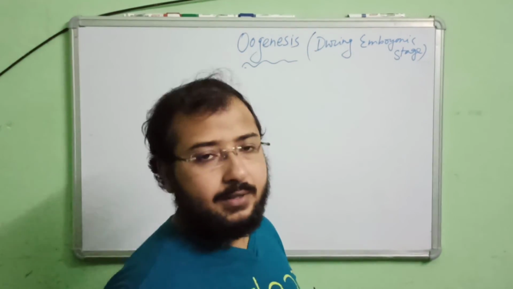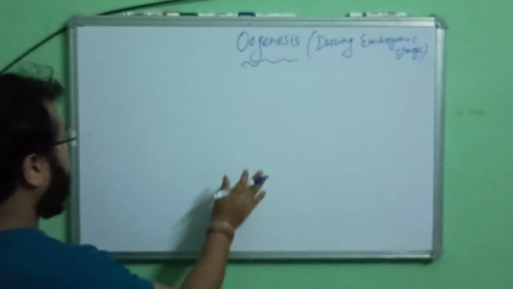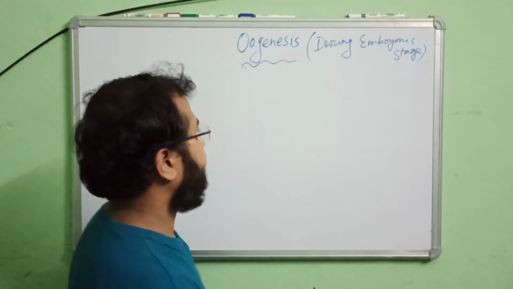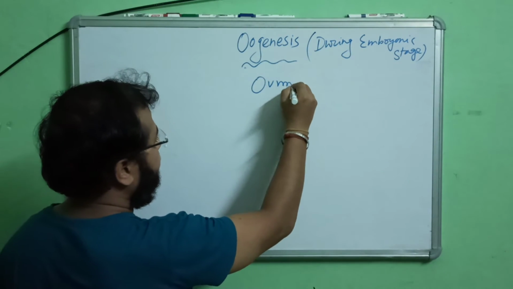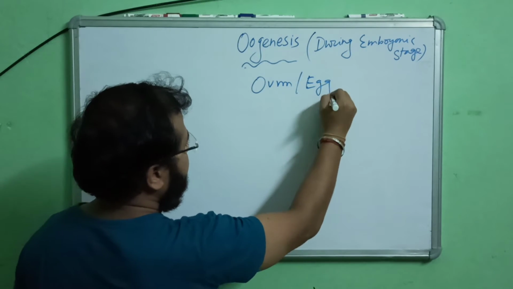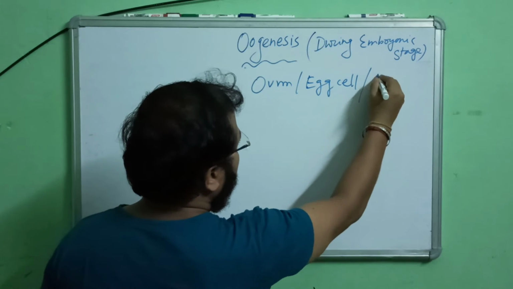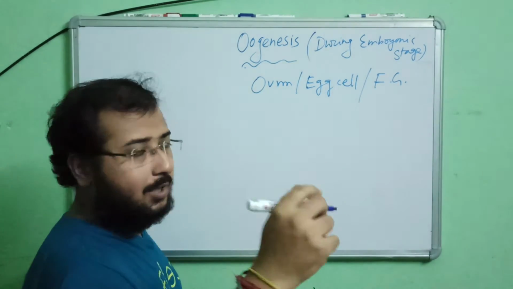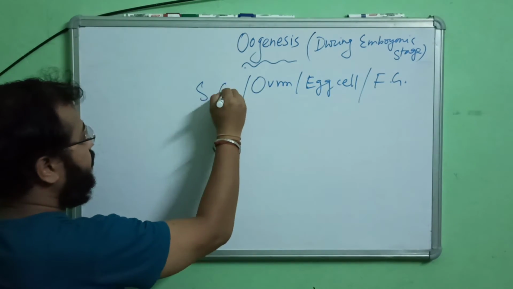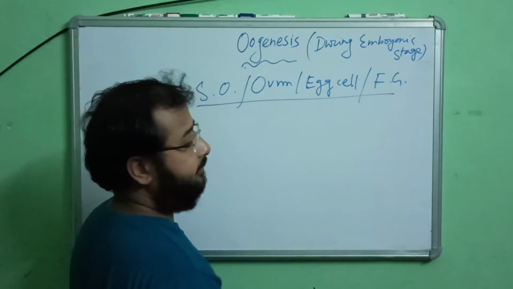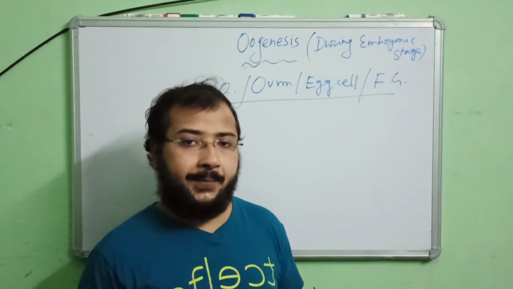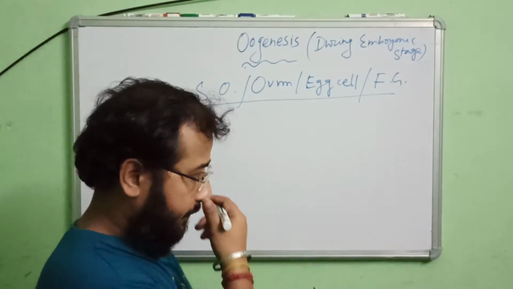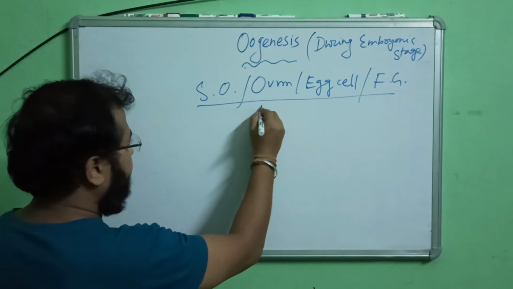The egg which is released has 4 layers. The ovum, or the egg cell, or the female gamete, whatever you say. Another name we also have is secondary oocyte. All are the same. Now it has 4 layers around it. What are those 4 layers?